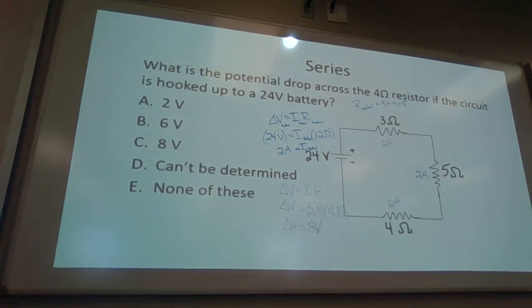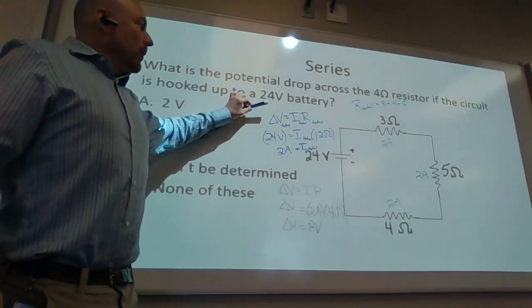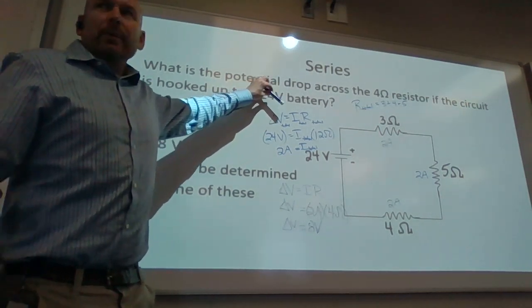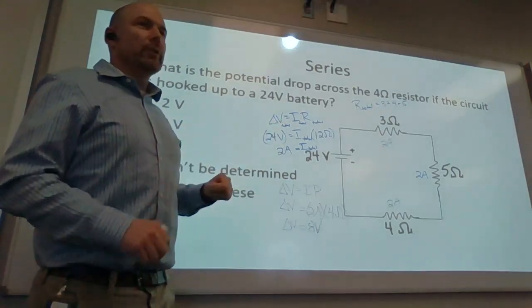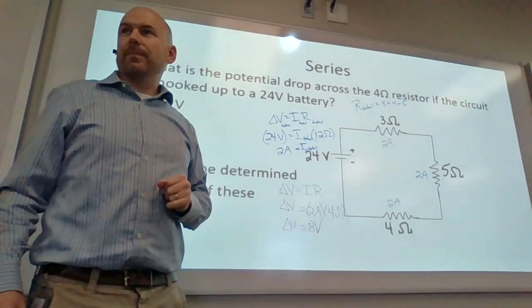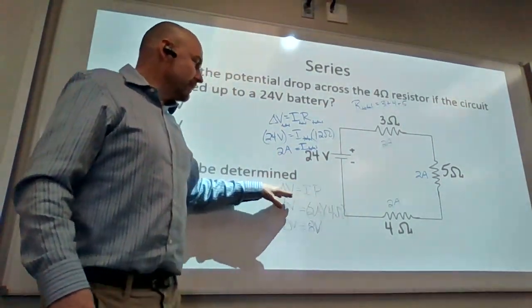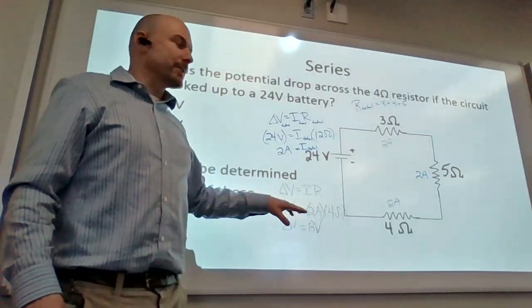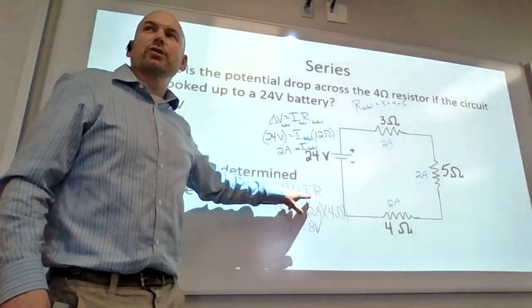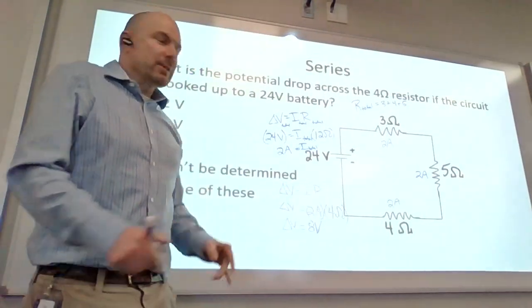Okay. Now, here's the deal. Ohm's law is super powerful. Here's the pitfall. When employing Ohm's law, you need to be consistent with what these are measuring. This is the total voltage, the total current, the total resistance. I employed Ohm's law here for this one. This is the voltage just across the 4 ohm resistor. This is the current going just through the 4 ohm resistor. This is the resistance of just the 4 ohm resistor.